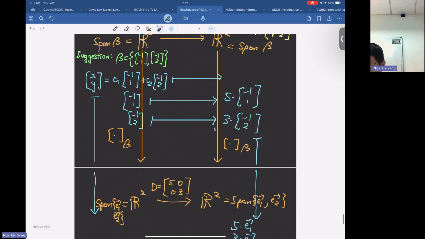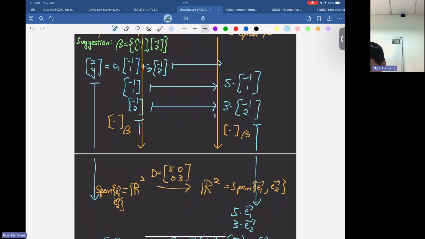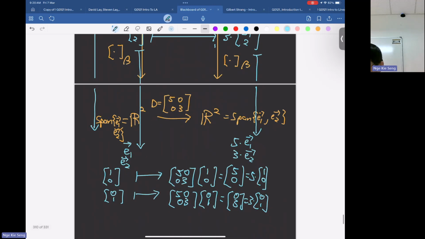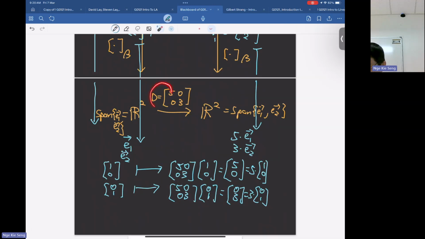How about the other way? Similarly, the first column will get sent to E1, and the second column will get sent to E2. But we note that if we multiply D on these two vectors, the first one will get sent to 5E1, and the second one will get sent to 3E2, using this calculation.